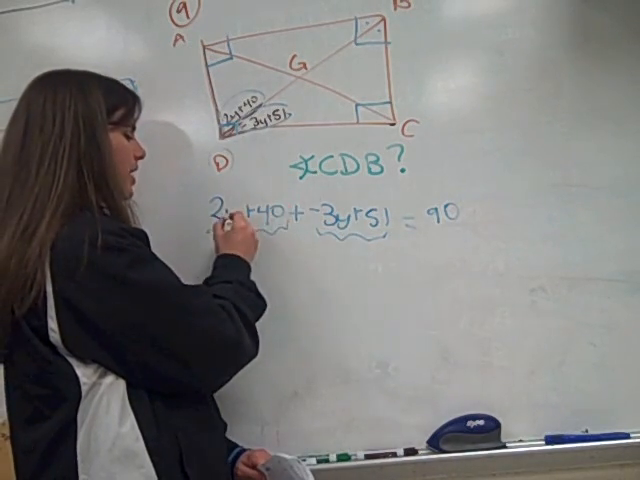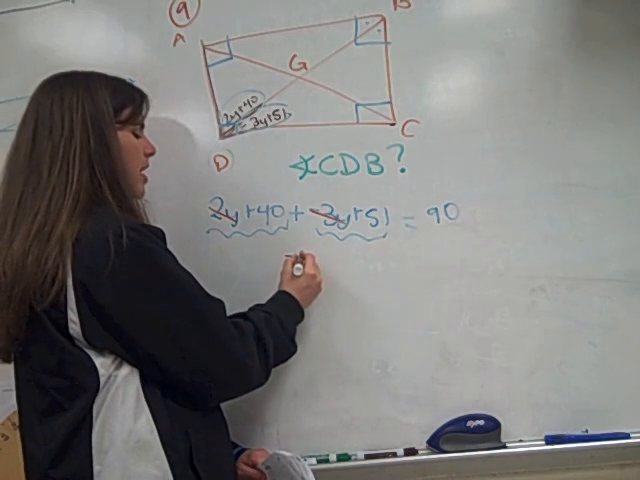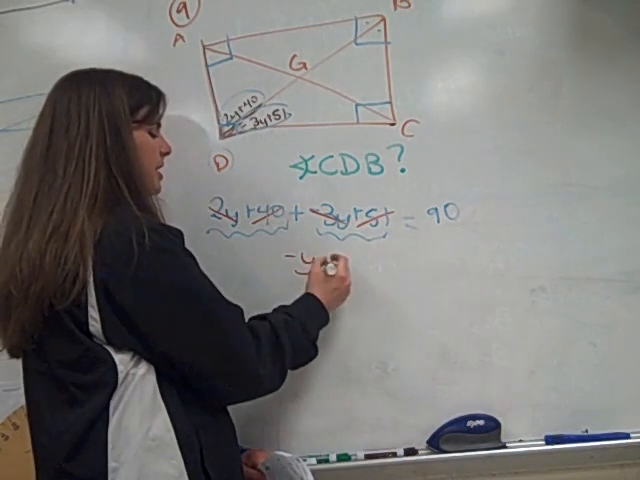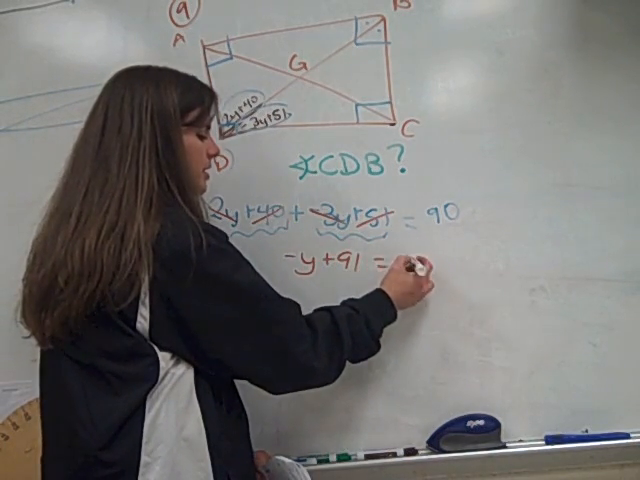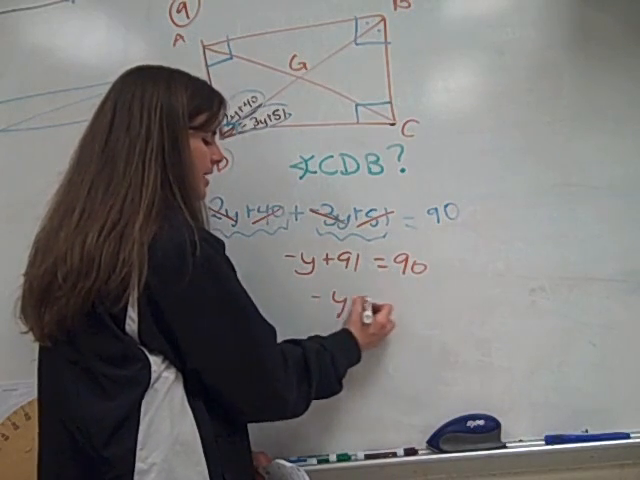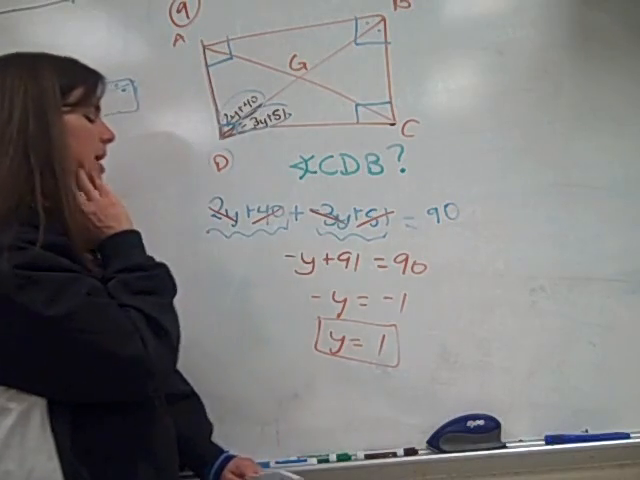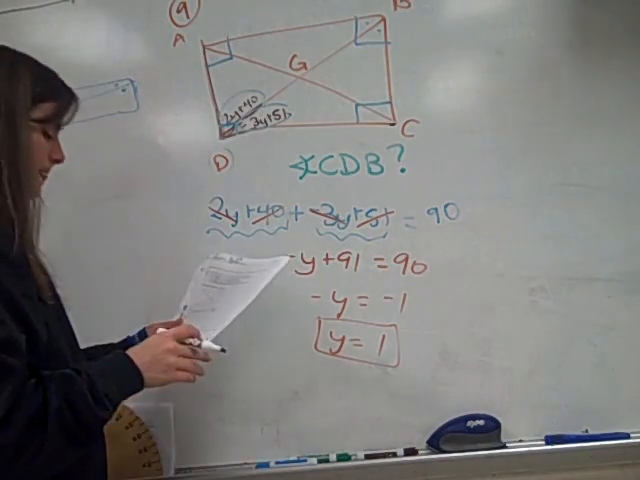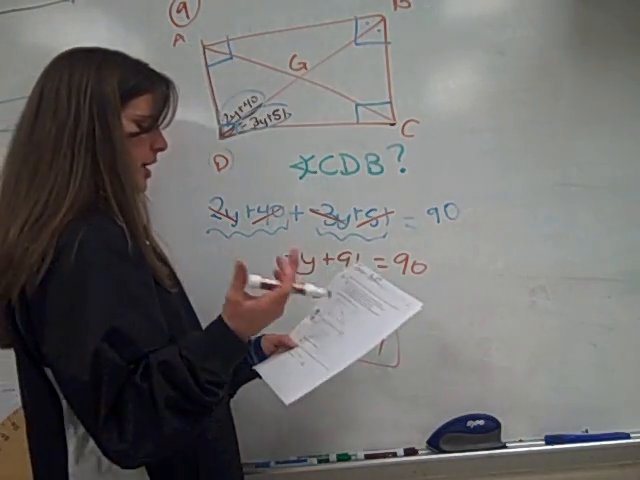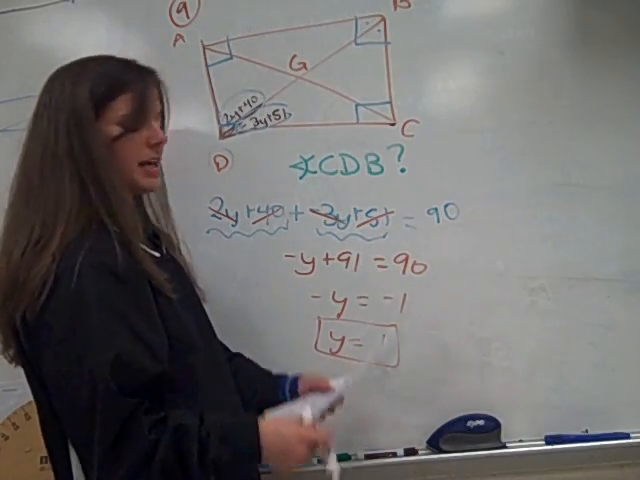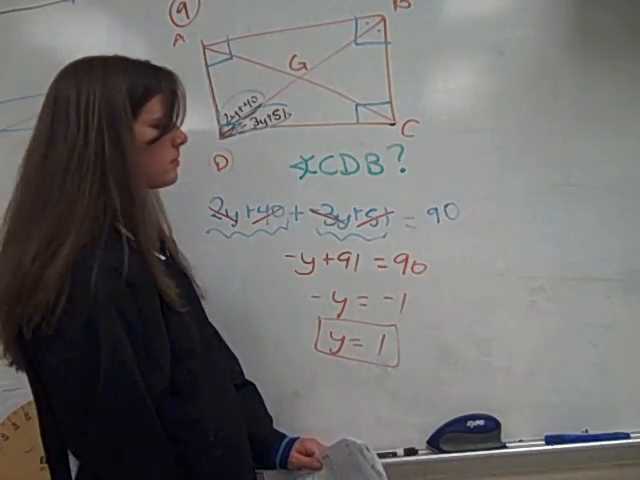Let's solve this real quick. 2y, negative 3y is negative y. This gives me 91. I'm going to subtract 91 from both sides, and that's going to give me negative 1. And when I solve it for positive y, I'm going to get positive 1. Take a look at your answers. That answer is there, and it's not the right answer.